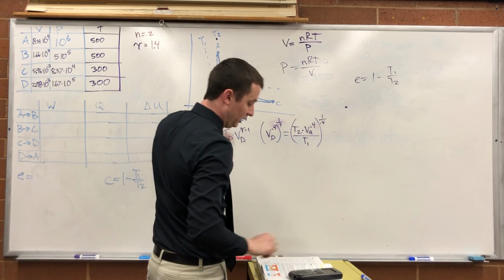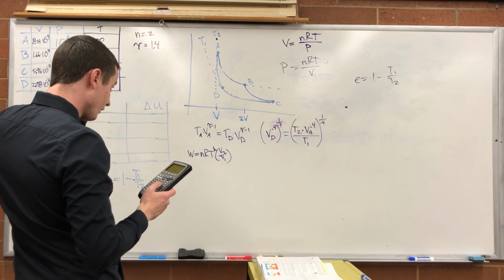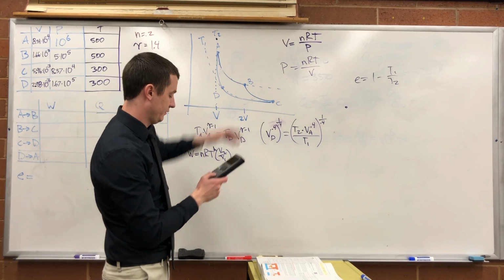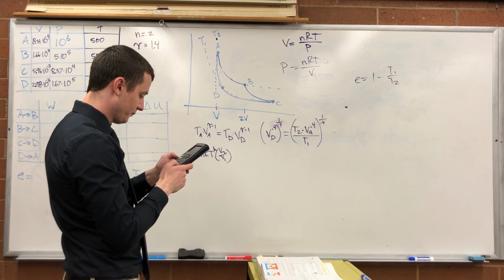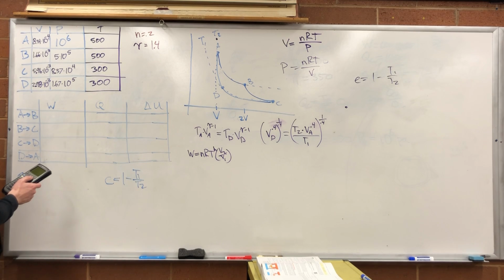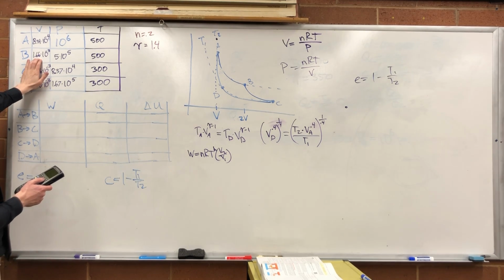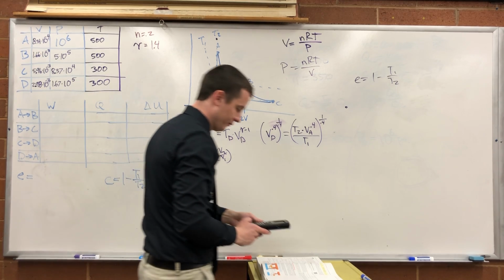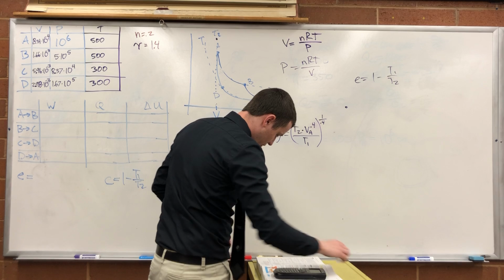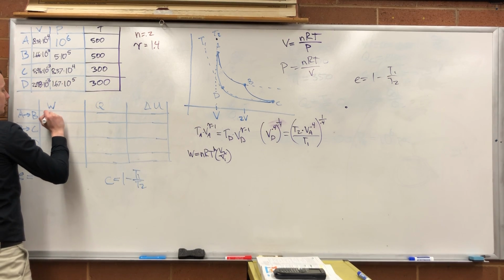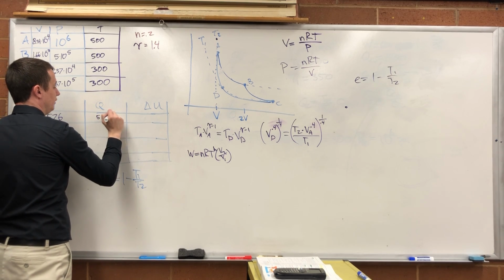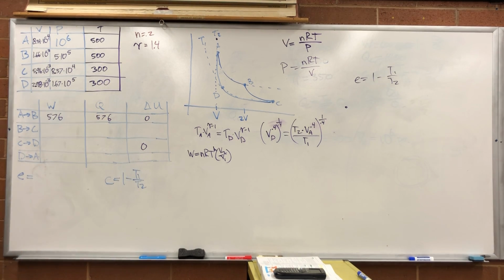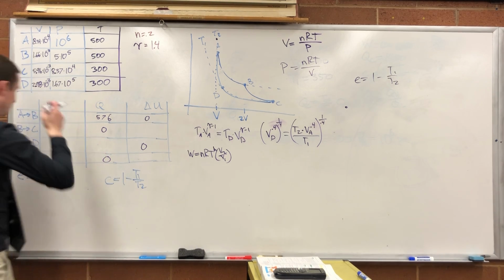So, the work done going from A to B. What about the adiabatic processes? Well, one at a time. 0.2 times R times our temperature here, which is 500, times the natural log of our ending volume divided by our starting volume, which is just going to be natural log of 2. And we get 576 joules. So the heat here also is 576. Delta U for an isothermal process is 0, so we also know that we have 0 right there. And we know for an adiabatic process, that's 0, and that's 0.